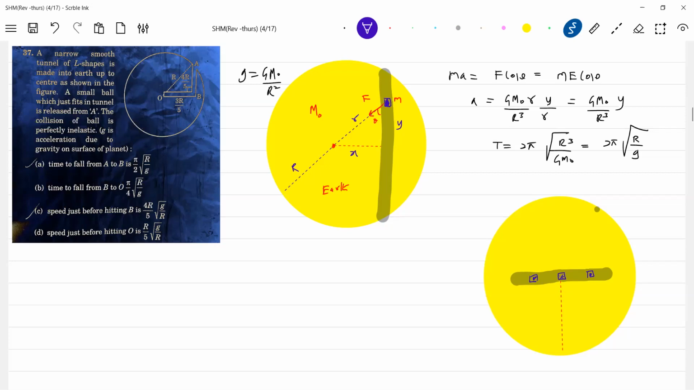What will happen to the particle? It executes SHM. There's a tunnel, there's an Earth. Fine. If the particle is slightly displaced, it's going to execute SHM. It doesn't depend on the length of this tunnel, whether you extend this or let it be this much. I think it's going to help us a lot. So there's a point O. What is the time period of oscillation from B to O? It will be the same thing, one-fourth of this. What is capital T? The time taken like this here.